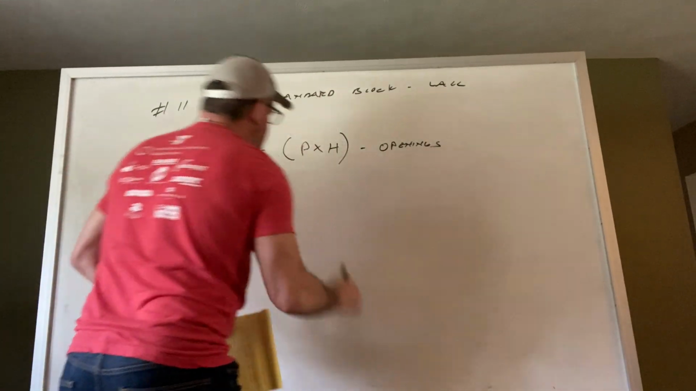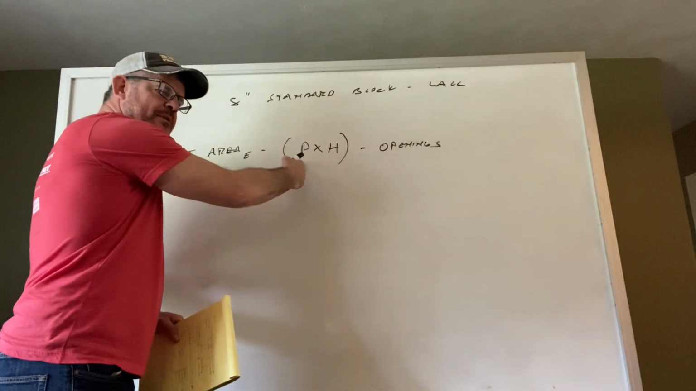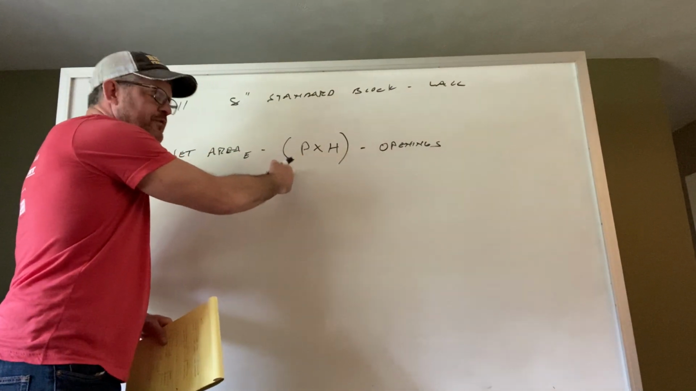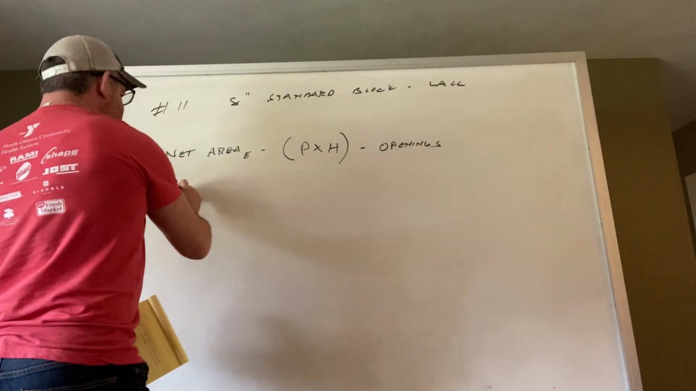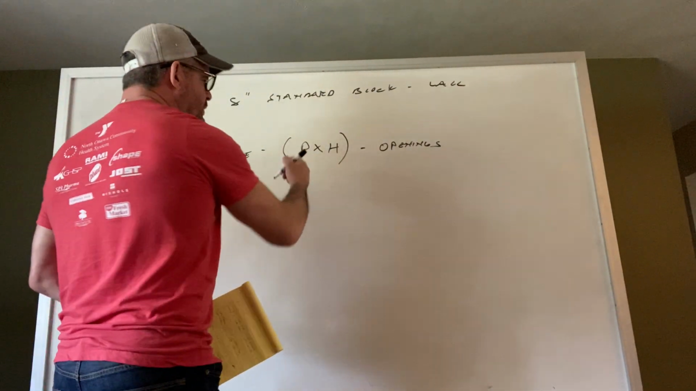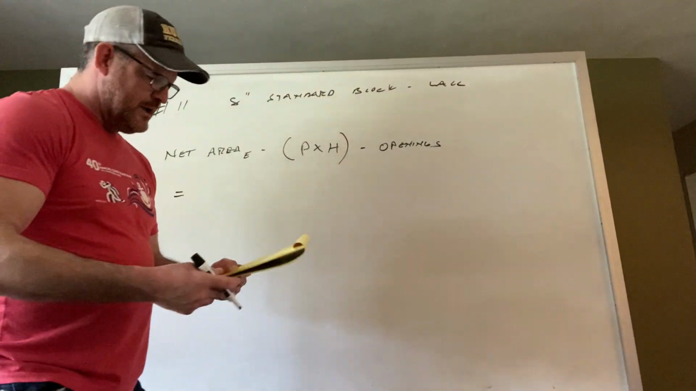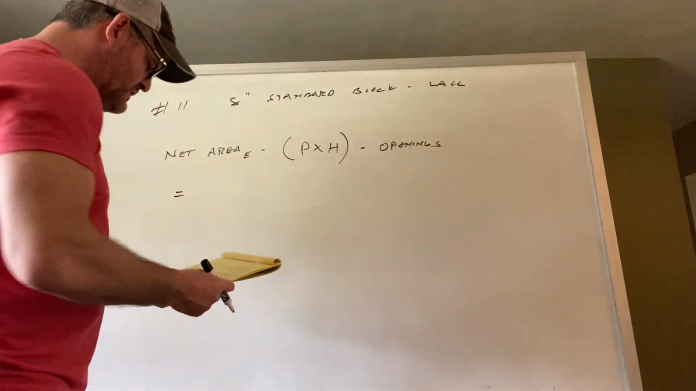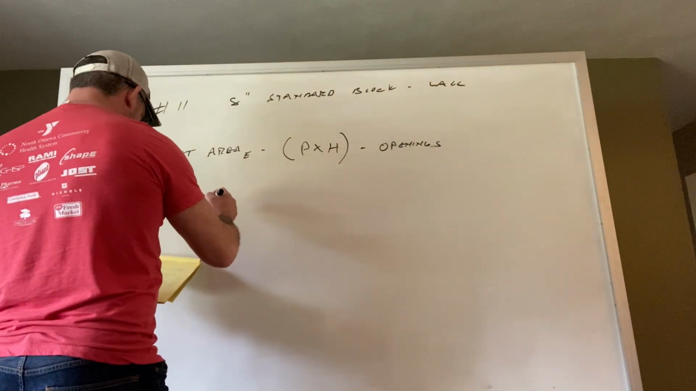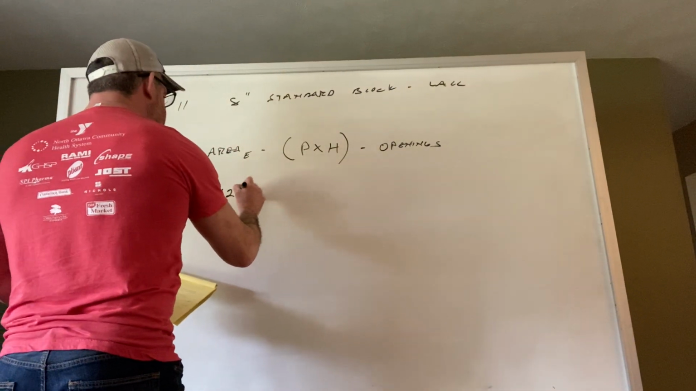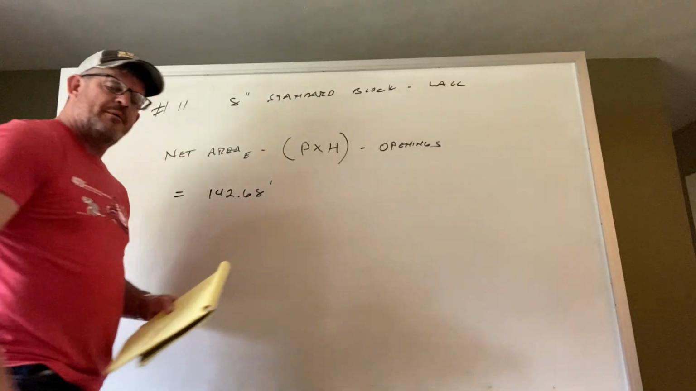So again, we see what? That I have to have my perimeter. We already solved for it. We just solved for it. We've actually solved for it several times now. So I could go back at any step. As long as my information is correct, I could just plug that information in. So that's what we're going to do. So net area for exterior is going to be 142.68 feet, which was my perimeter.